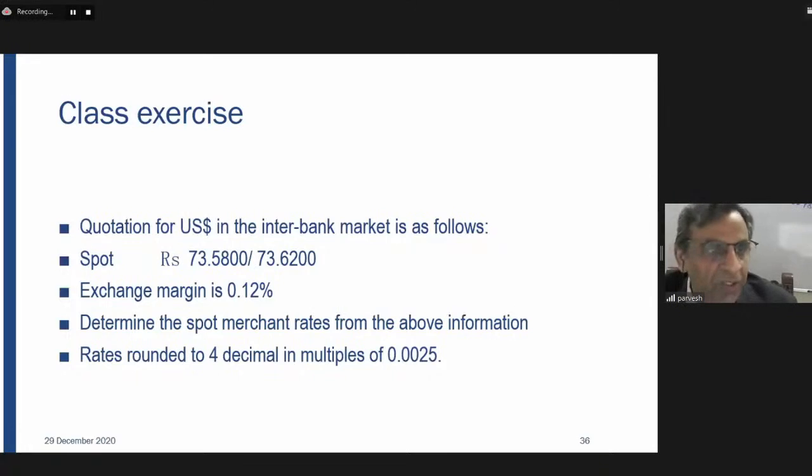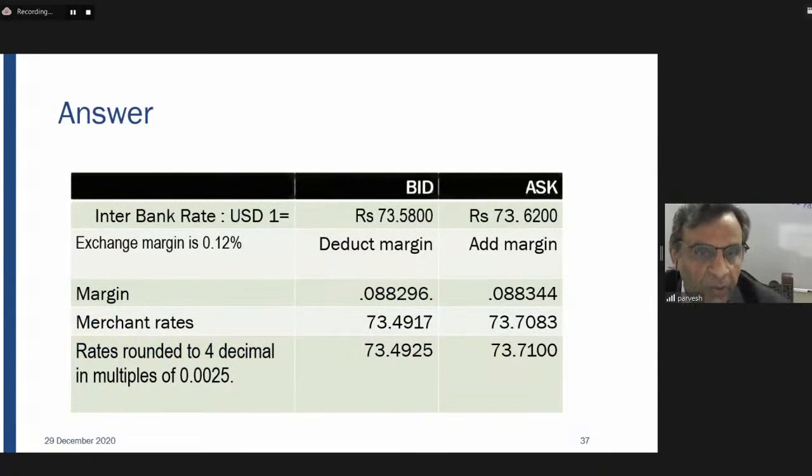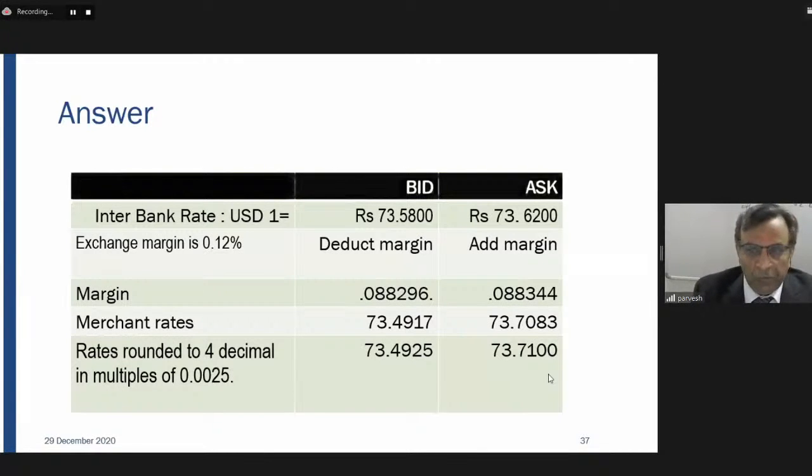Okay, so I'm sharing the answers with you now, and you can check your answers. If you have any questions, you can ask me. This is the answer for the question. The rates which I have arrived at: the merchant bid rate is 73.4917 and the ask rate is 73.7083.